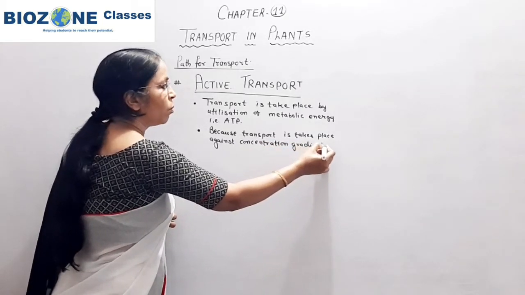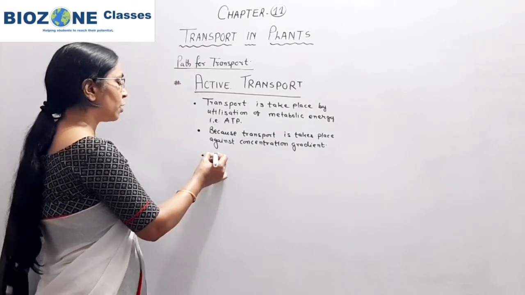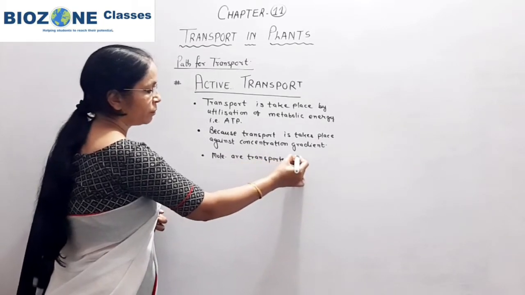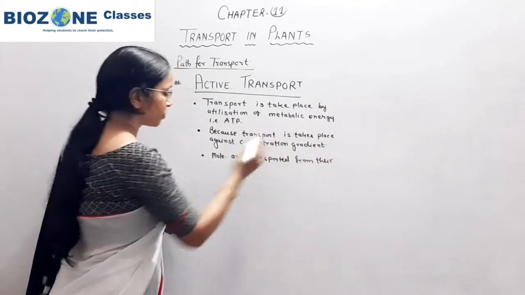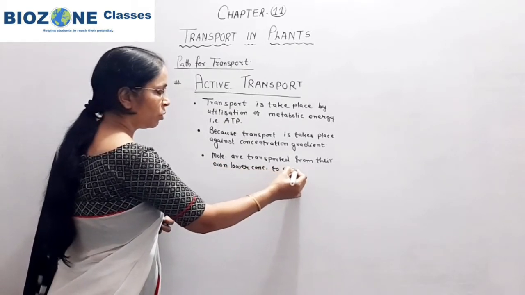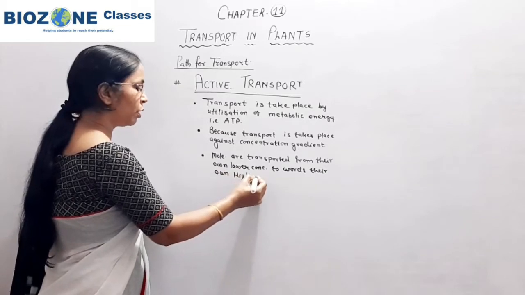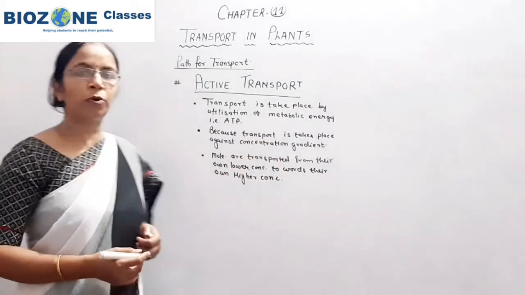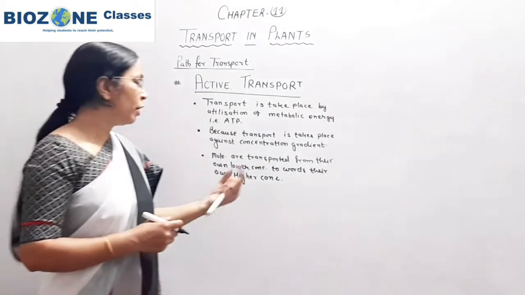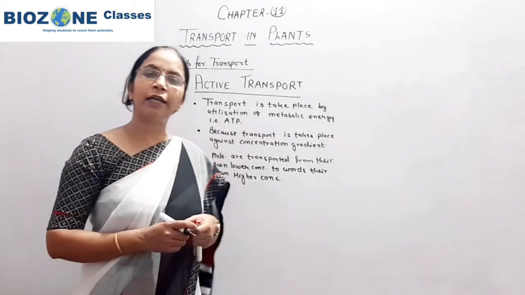So now what is happening? What do we understand by against the concentration gradient? That means the molecules are transported from their own lower concentration towards their own higher concentration. So when you study about active transport, one common term we use is pump. Pump means the forceful absorption of molecules takes place from lower concentration, and because of that this transport requires ATP.